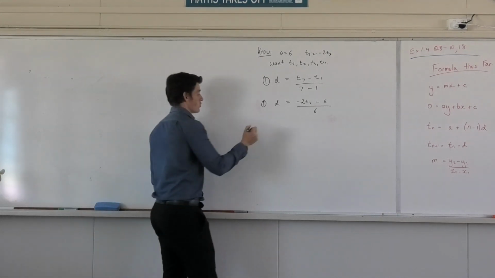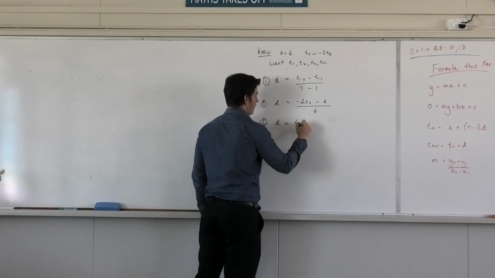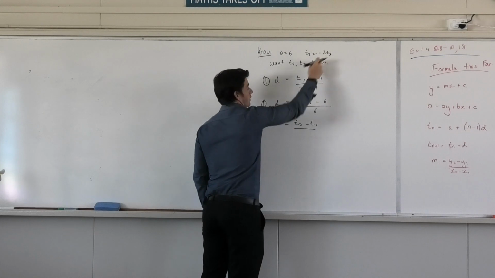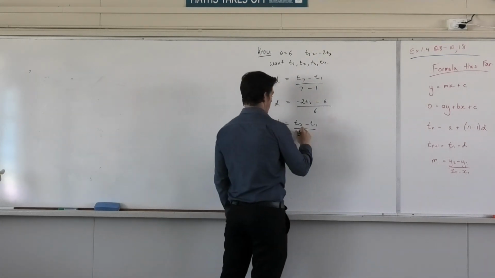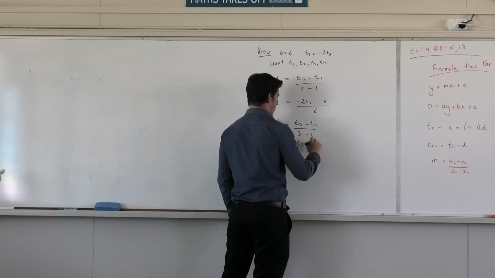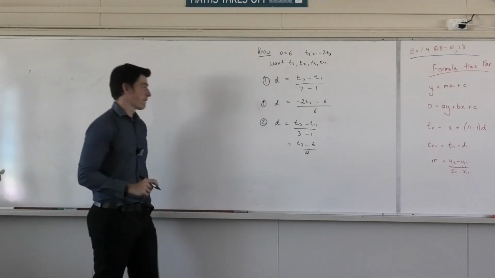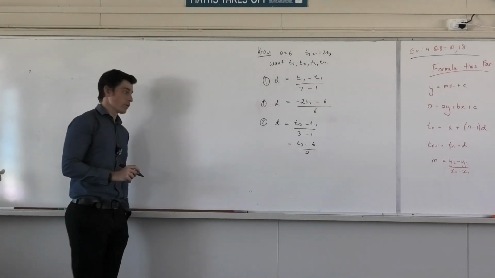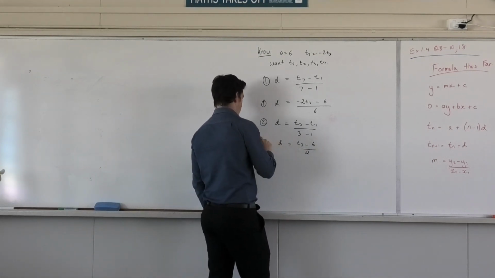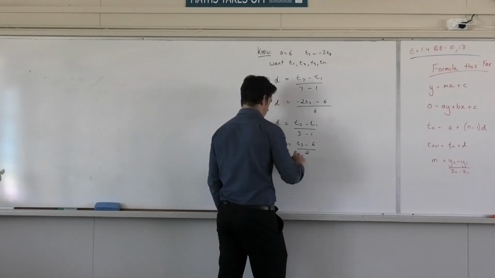I set up equation 2 now, because 7 didn't work, so let's try using T3. I'm suspicious that's where I'm going to find some value because I've got it there and I've got it up there. So that's T3 minus T1 over 3 minus 1, which equals T3 minus 6 over 2. Sweet. That's D equals that.